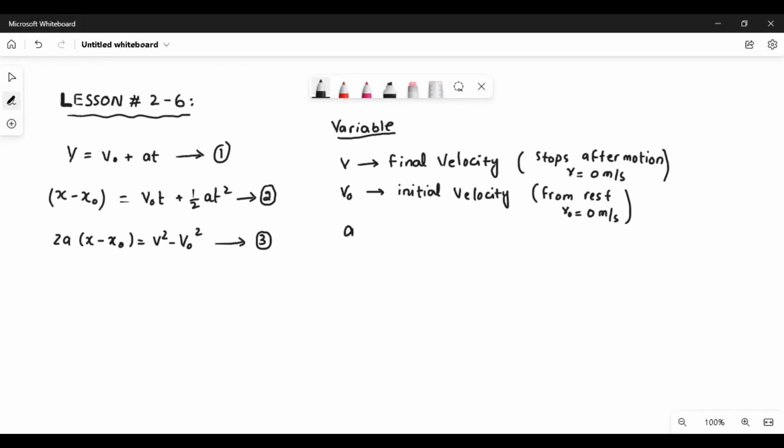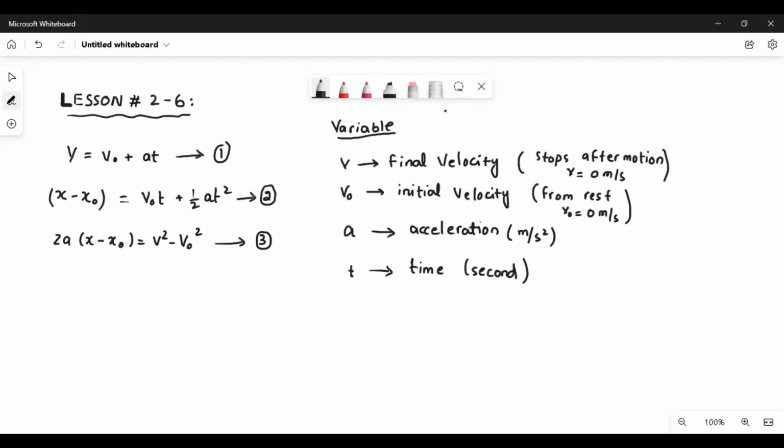Third is a, for acceleration, and the acceleration of the object is the rate of change in velocity. How the velocity is changing, and its unit is meter per second squared. Fourth is time, t, and the unit of time that we need here is seconds. We don't need hours or minutes, we need seconds. So whenever we solve any problem, first we check our units: velocity is meter per second, acceleration is meter per second squared, and time is in seconds.